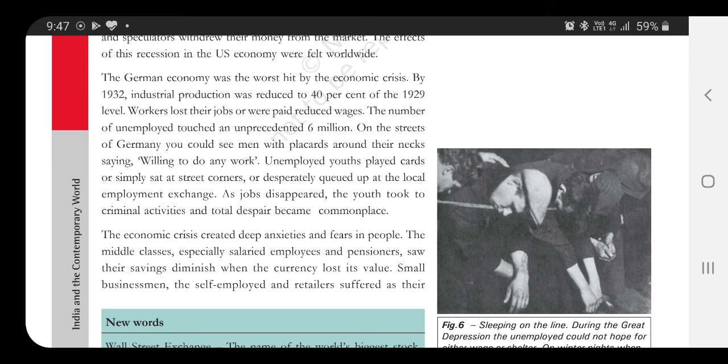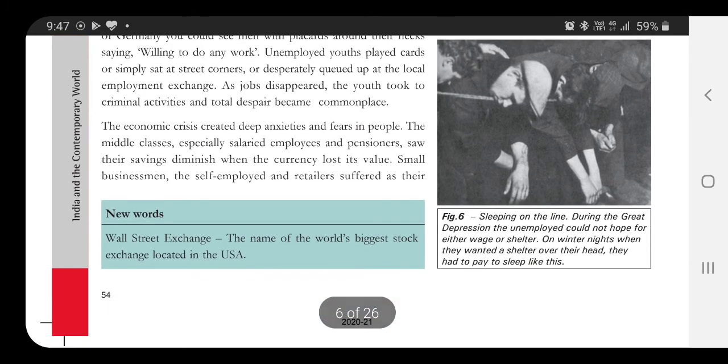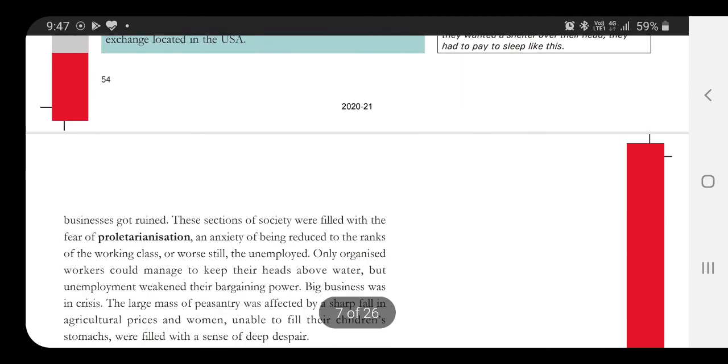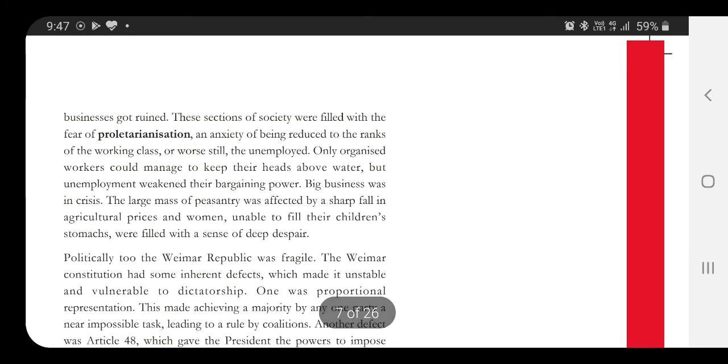So as jobs disappeared, the youth took to criminal activities and total despair became commonplace. There was a situation of complete hopelessness that surrounded Germany. The economic crisis created deep anxieties and fears in people. The middle classes, especially salaried employees and pensioners, saw their savings reduce when the currency lost its value. Small businessmen, the self-employed, and the retailers suffered as their businesses got ruined, got destroyed.